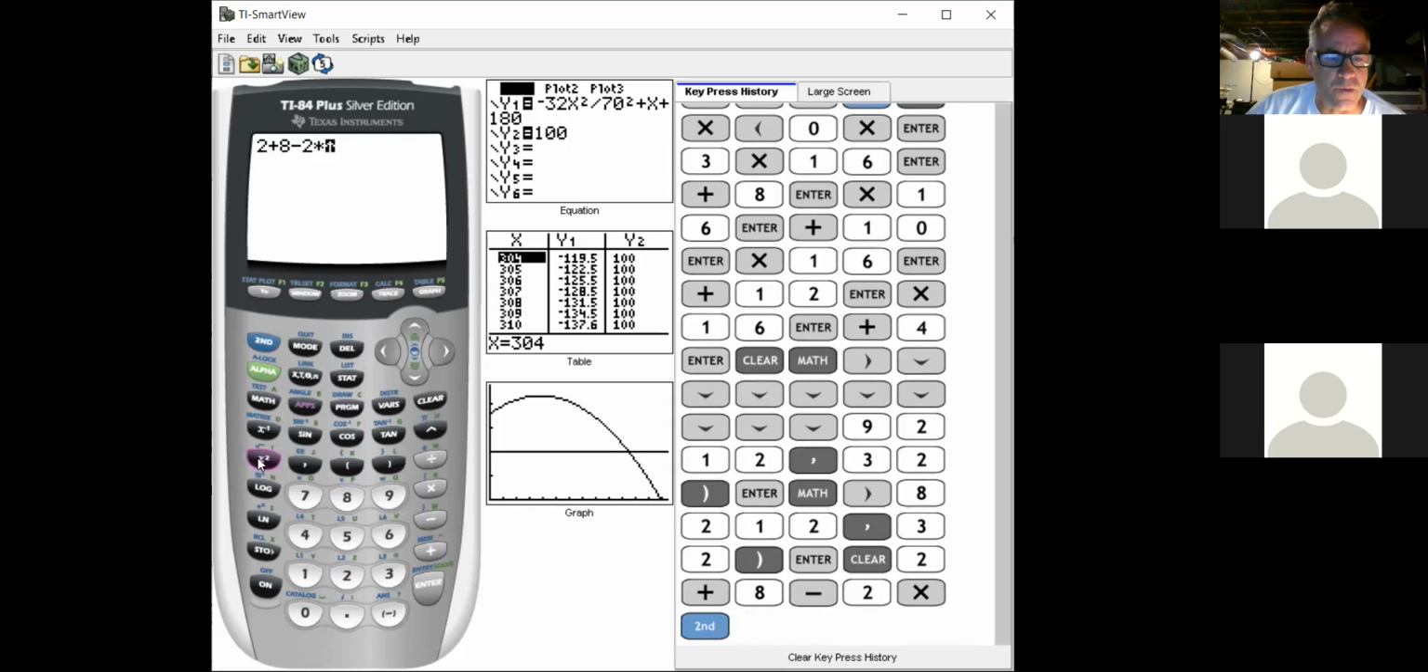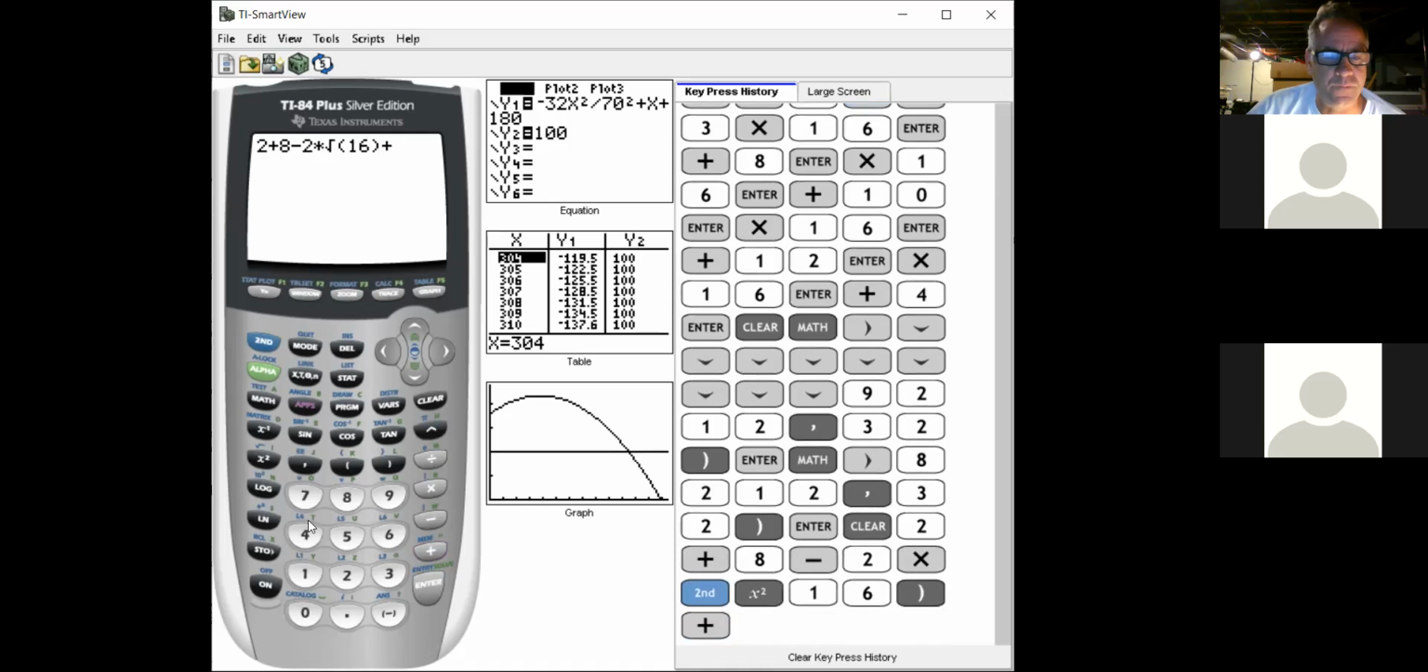And then square root, which is a second function. So I hit the second button, and square root of 16 plus 4 times. And just like if you were writing it, if I don't write any symbol, if I don't hit multiplication, I just hit 4 and then hit the square root, it would assume multiplication.